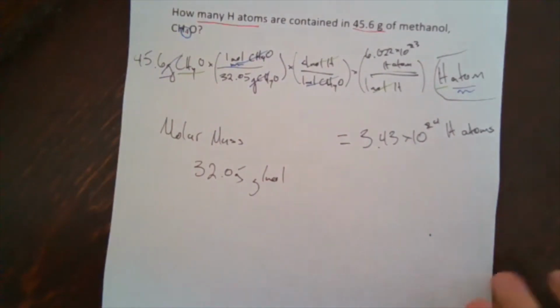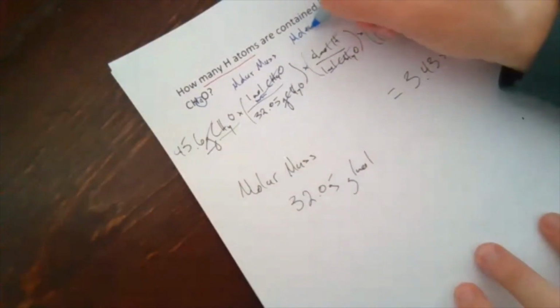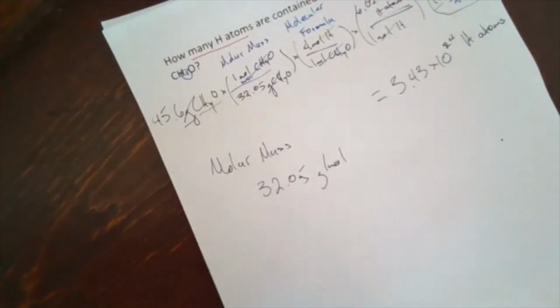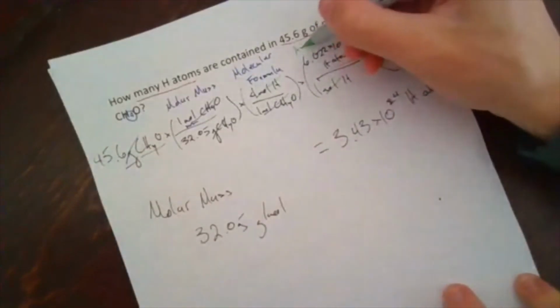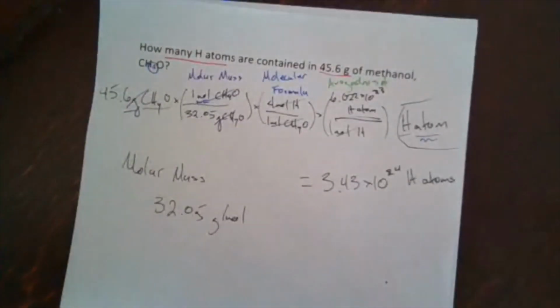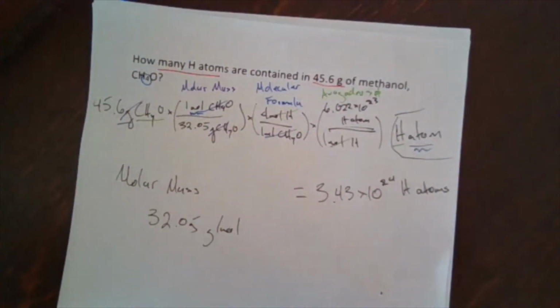And we can see that what we're doing is we're using molar mass, which we compute. We're using the molecular formula. And we're using Avogadro's number. And we end up with just a number of hydrogen atoms in the end. So 45.6 grams of CH4O, that's 3.43 times 10 to the 24th hydrogen atoms.